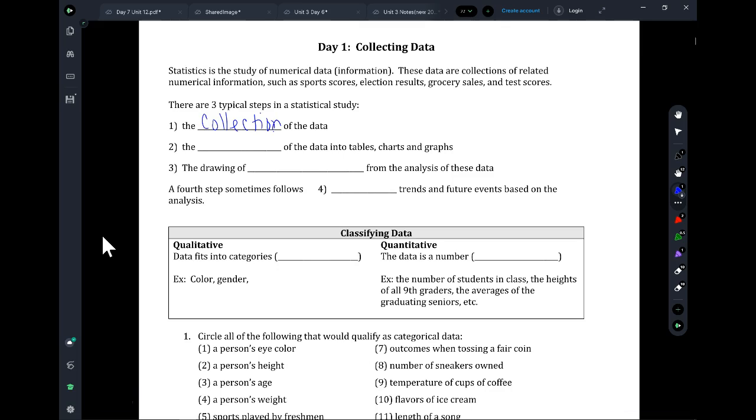Once you have your data collected, it could be surveys, it could be polls, it could be just literally gathering data like from a test that was given of some sort. Once you have it collected, you then have to organize it. So this is the organization of the data into tables, charts, and graphs.